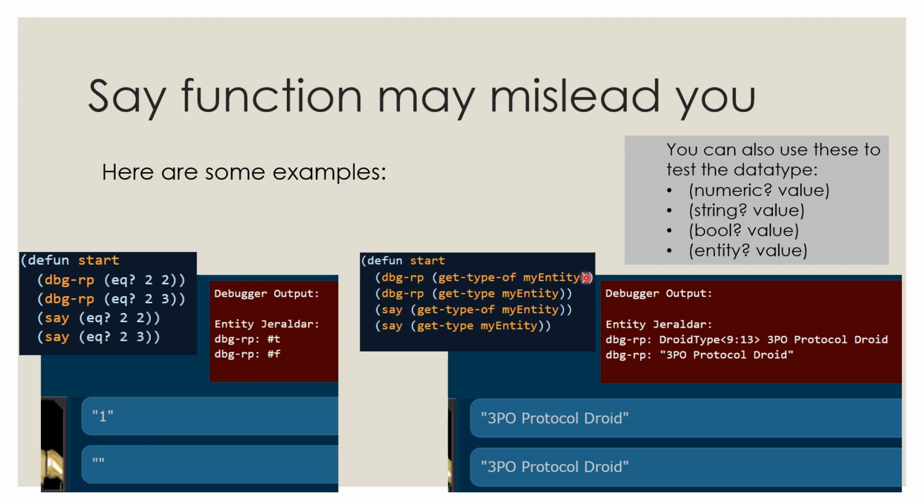One that tripped me up a lot is that the get type of function returns an entity type variable, but the get type function only returns the name of the entity type. But if you put them both into say, you won't be able to tell the difference. If you ever want to test whether something's a certain data type, you can use any of these functions.